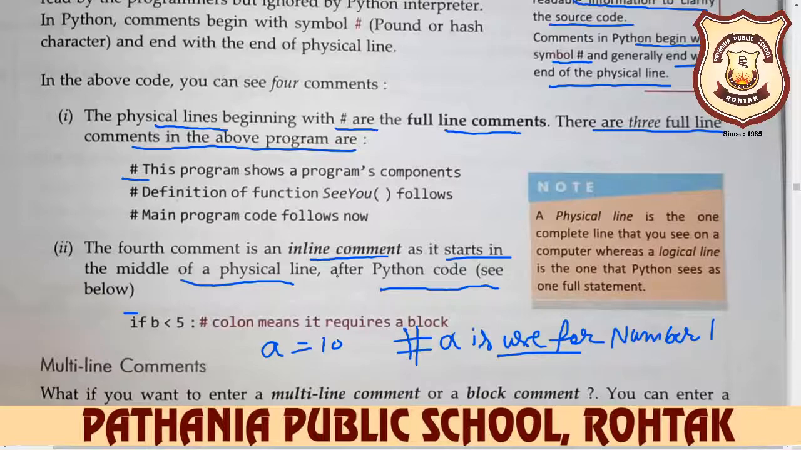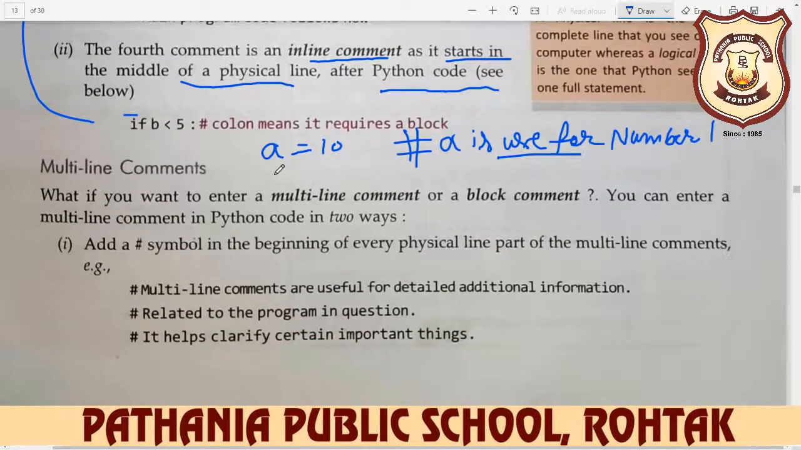All these examples are your single line comment. So when you create only one line, for example, in the above code, you can see a comment, then you just put the hash sign here. So this is your single line comment. This is your single line comment. But there are multiple line comments also.